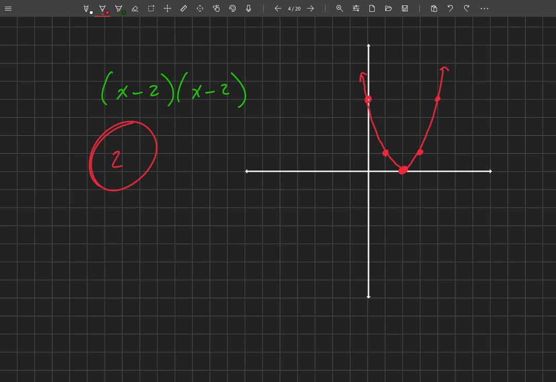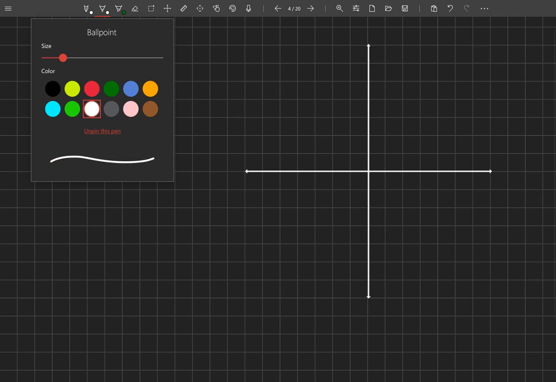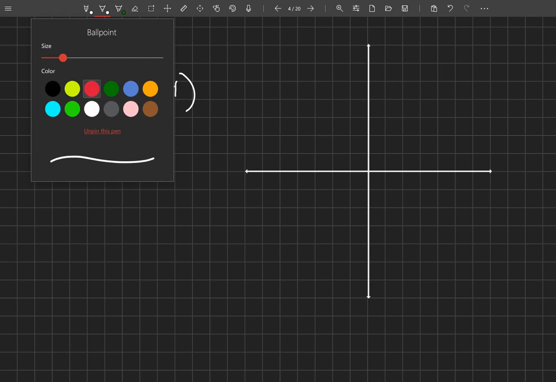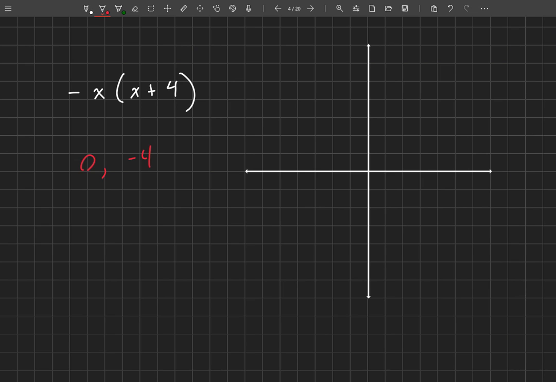Okay. Let's see. Should we do any more of these? Let's do a couple more. Here, you try this one and see how you do. All right, I'm going to assume that you've tried it. Our roots are going to be 0 and -4. 0, -4. And this negative here means it's going to be upside down.